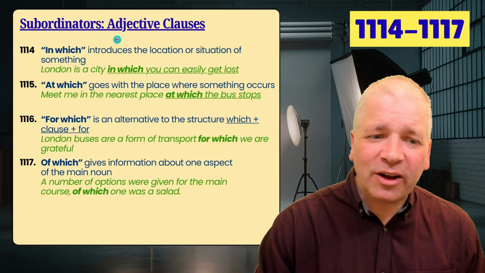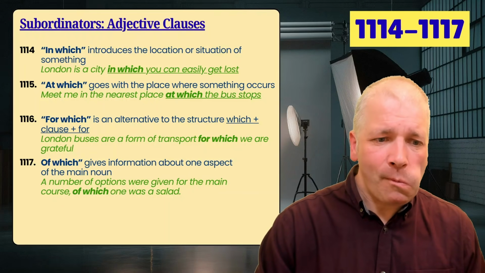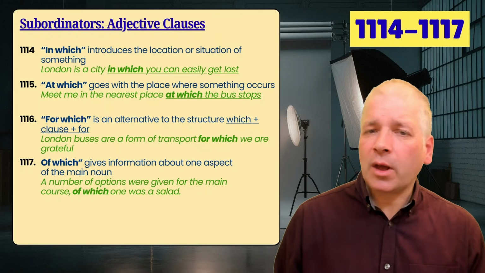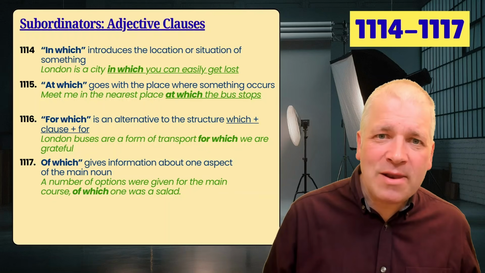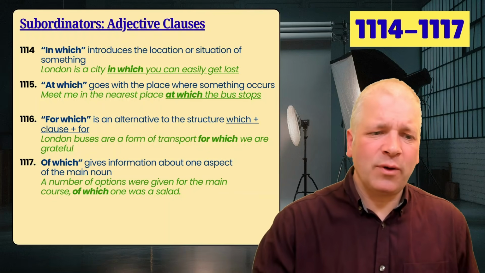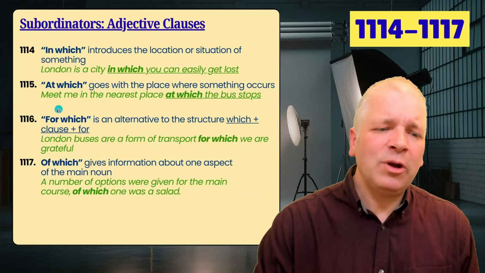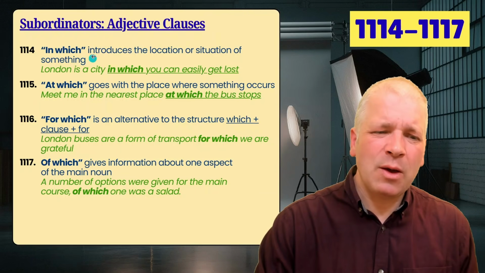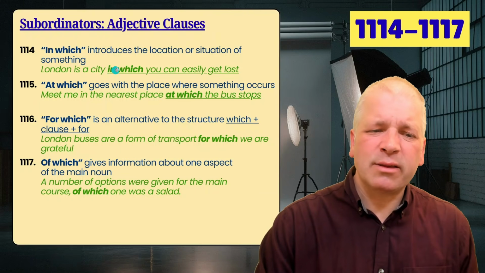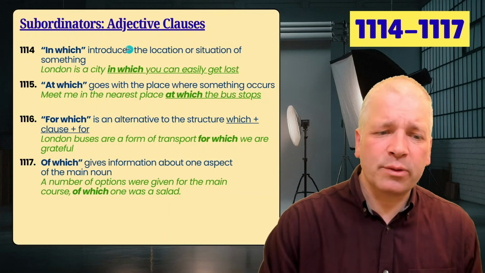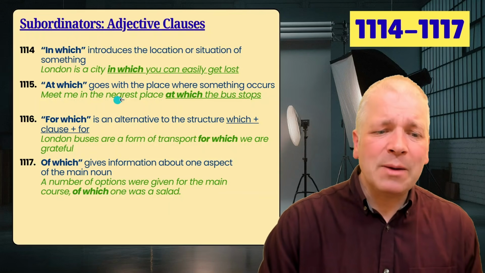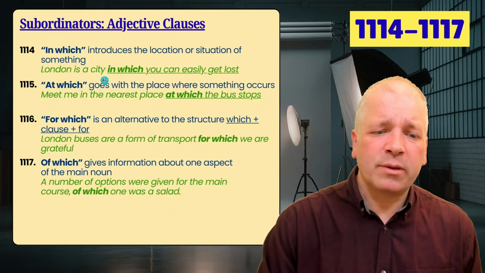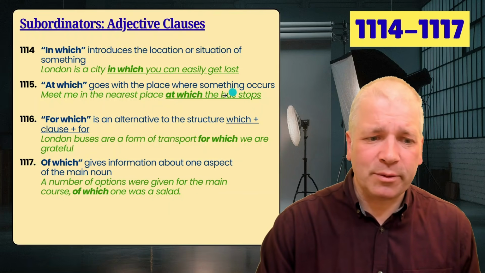Now for adjective clauses. These are phrases which tell you more about a noun, but at a more advanced level: in which, at which, for which, of which. Look how they work. London is a city in which you can easily get lost. This introduces the location or situation of something. Meet me in the nearest place at which the bus stops. This goes with the place where something occurs.